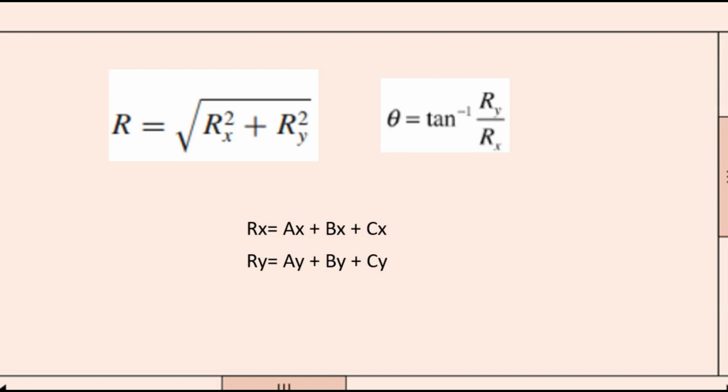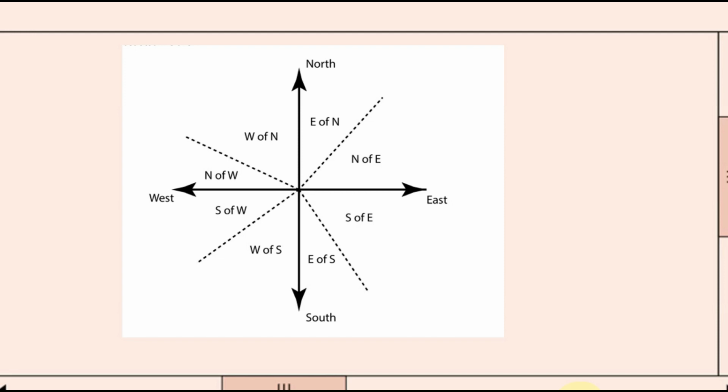In this case, we have r sub x is equal to a sub x plus b sub x plus c sub x. Same with the vertical component of our resultant, r sub y is equal to a sub y plus b sub y plus c sub y. Let us use this diagram to draw our given vectors.